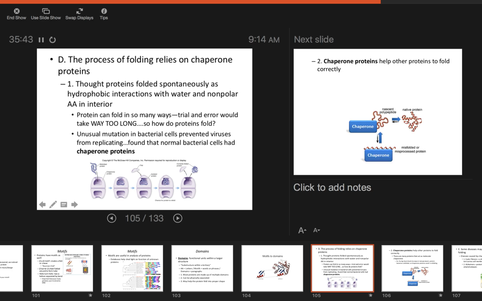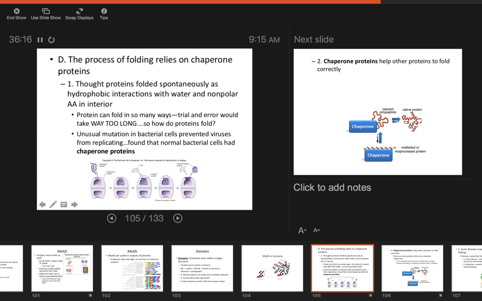Okay, so how did we discover chaperone proteins? Well, they noticed that there was this unusual mutation in these bacteria cells they were studying. And these bacteria cells prevented viruses from replicating within them. And they're like, wait a minute, these bacteria cells should die. This virus should kill off this bacteria strain that we're looking at, but there's some bacteria cells that are surviving. What's going on here? And they found that the normal bacteria cells had chaperone proteins that were correcting the error of these viruses.